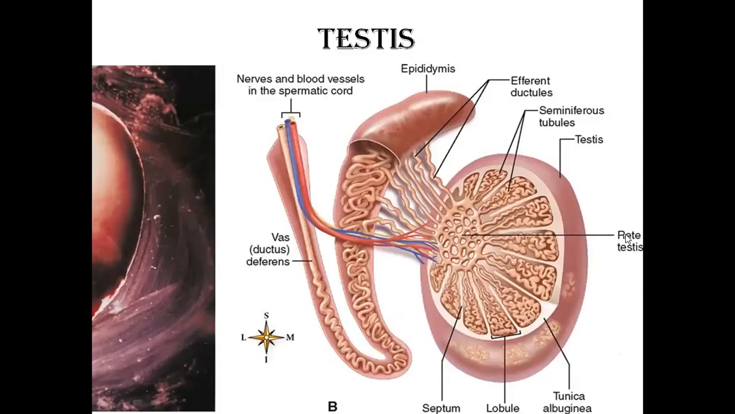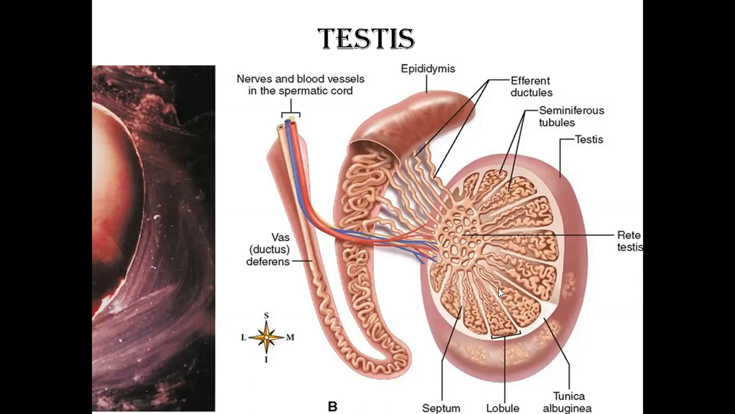Now coming to the cross section of the testis. Now in testis, we find that it is developing, as we have said, from the medulla of the genital tubercle, and it has been divided into a number of lobules.